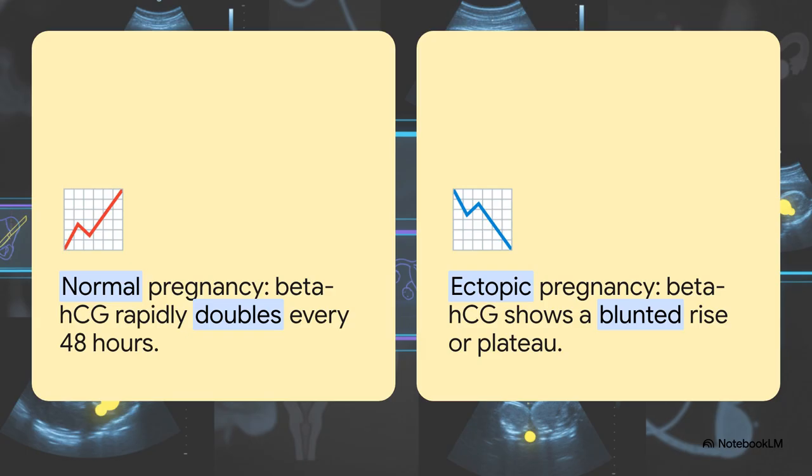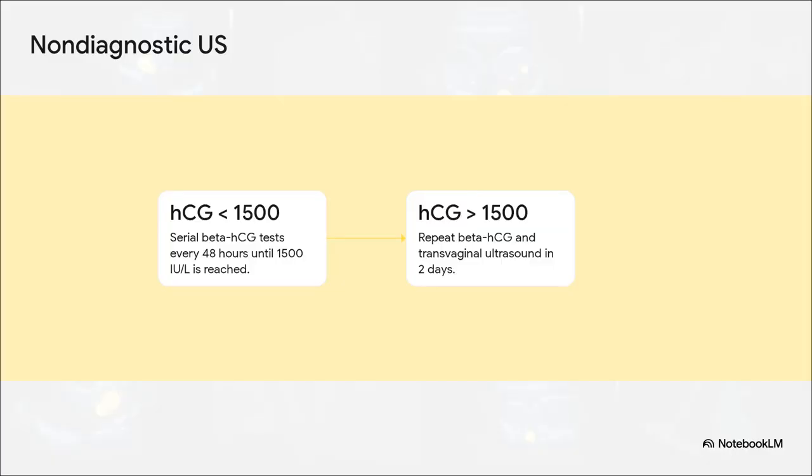However, an ectopic pregnancy, since it's confined to a hostile environment like the fallopian tube, will demonstrate a severely blunted, sluggish rise, or even a complete plateau. And don't forget the third variance: a failing pregnancy or a miscarriage will strictly demonstrate dropping beta-HCG levels over that exact same 48-hour window. So how does this translate into discrete management steps?